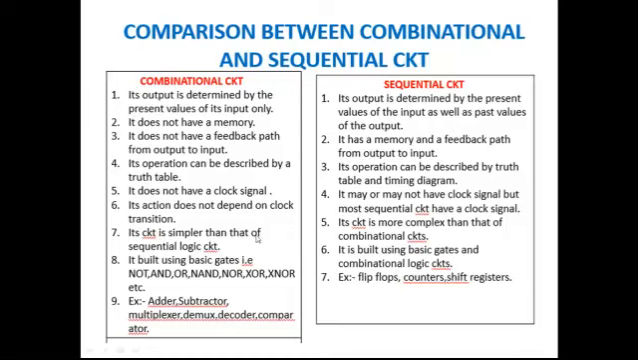Okay, so a combinational circuit is simpler than a sequential logic circuit, whereas a sequential circuit is more complex than a combinational circuit. A combinational circuit can be built using the basic building blocks: NOT, AND, NOR gates and so on. Whereas sequential circuits use basic gates and also memory, which is flip-flops. Examples of combinational circuits, which you have seen so far, are adder, subtractor, multiplexer, demultiplexer, decoder, comparator. In sequential circuits we will be understanding examples such as flip-flops, counters and shift registers.